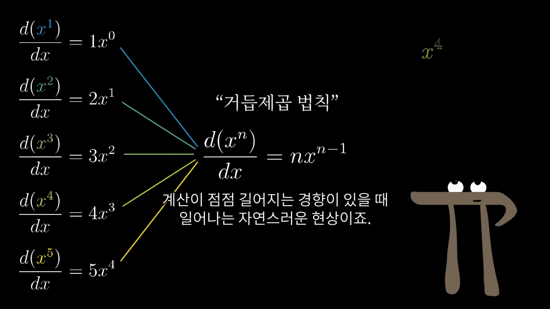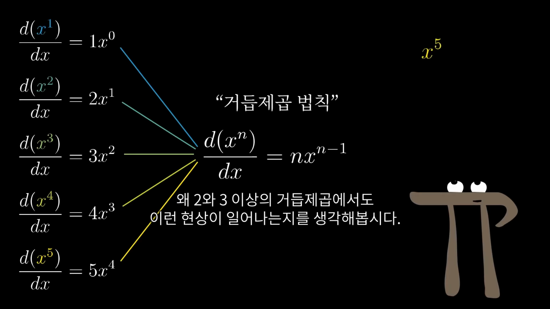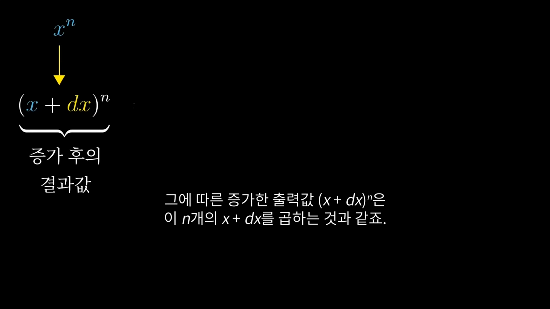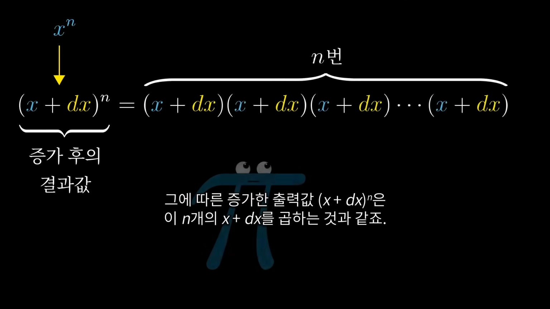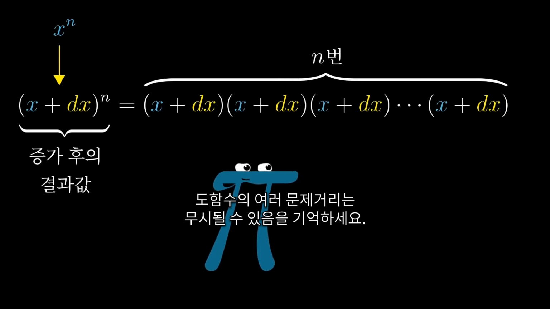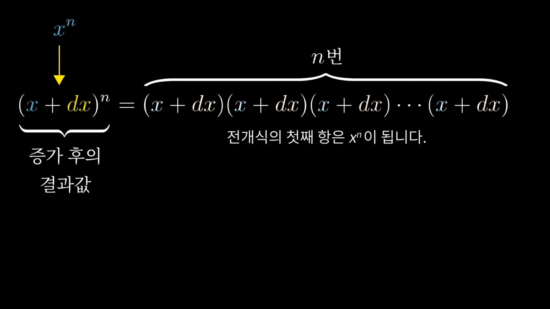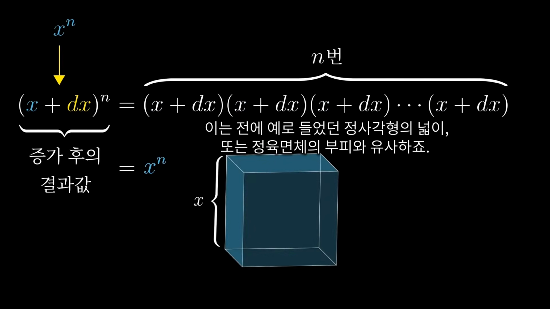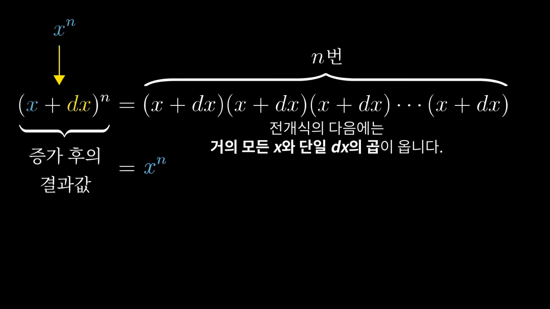That's the kind of thing that happens when these tend to fall in the middle of much longer computations. But rather than chalking it all off to symbolic patterns, let's just take a moment and think about why this works for powers beyond just 2 and 3. When you nudge that input x, increasing it slightly to x plus dx, working out the exact value of that nudged output would involve multiplying together these n separate x plus dx terms. The full expansion would be really complicated, but part of the point of derivatives is that most of that complication can be ignored. The first term in your expansion is x to the n. This is analogous to the area of the original square, or the volume of the original cube from our previous examples. For the next terms in the expansion, you can choose mostly x's with a single dx.